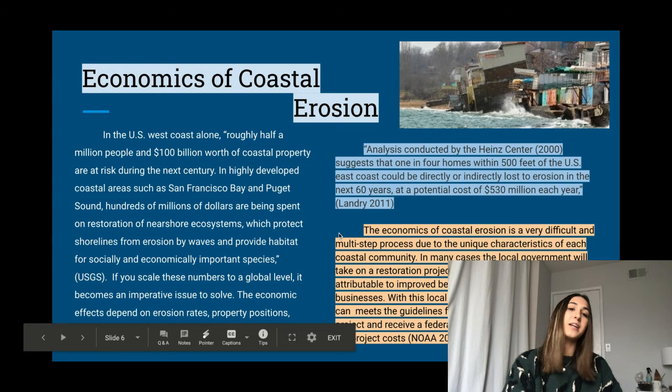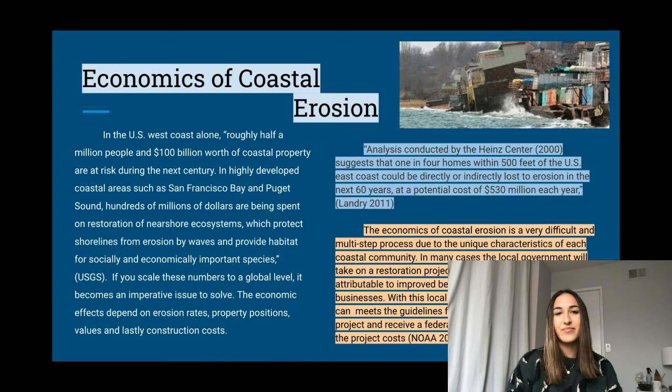The last E of sustainability is economics. In the United States West Coast alone, roughly 500,000 people and $100 billion worth of coastal property are at risk during the next century. In highly developed coastal areas such as the San Francisco Bay and Puget Sound, hundreds of millions of dollars are being spent on restoration of nearshore ecosystems. These protect shorelines from erosion by waves and provide habitat for socially and economically important species, which goes back to our environmental aspect. If you scale these numbers to a global level, it becomes an imperative issue to solve.